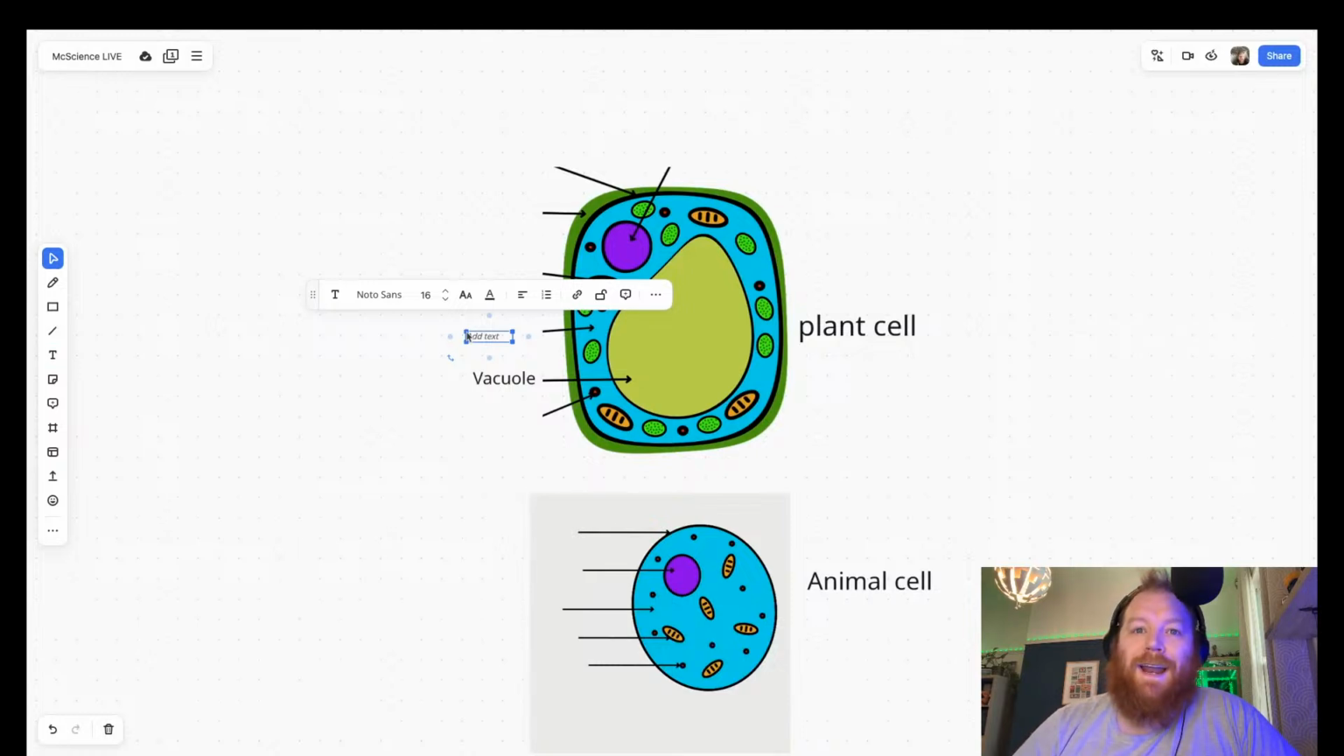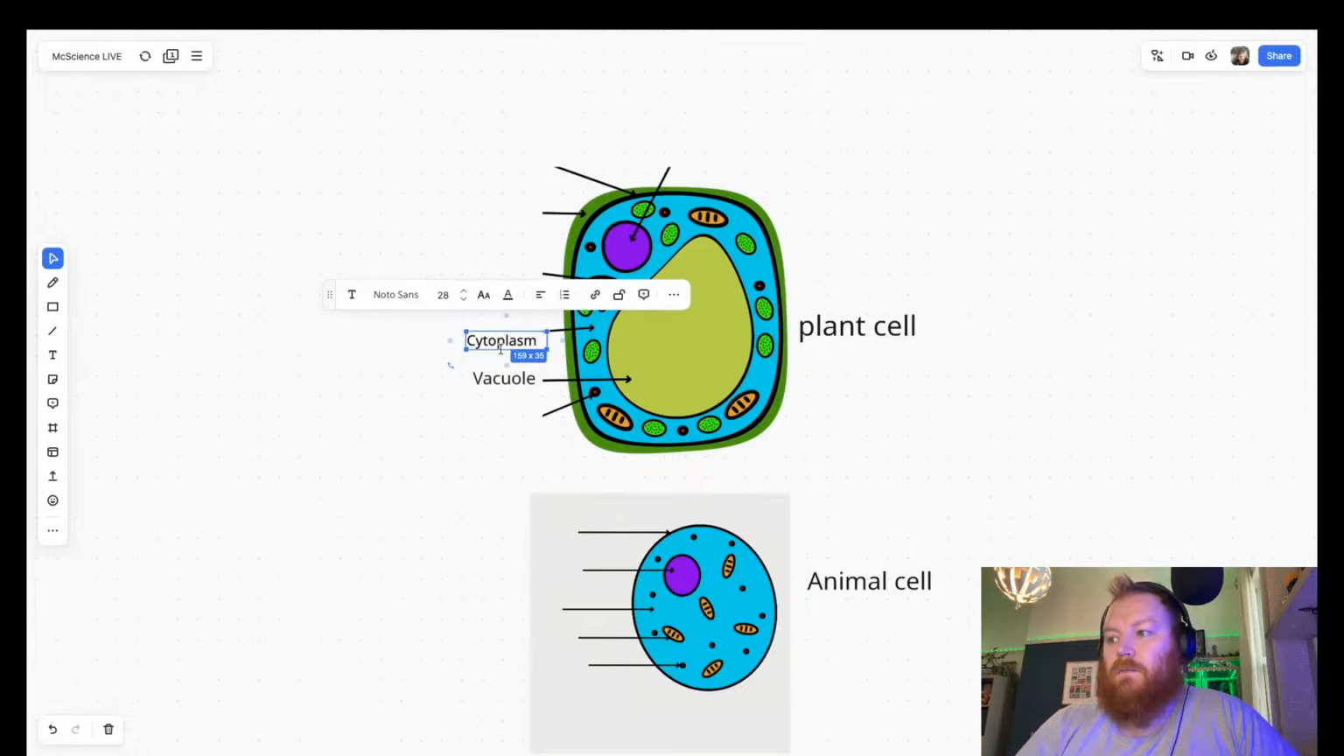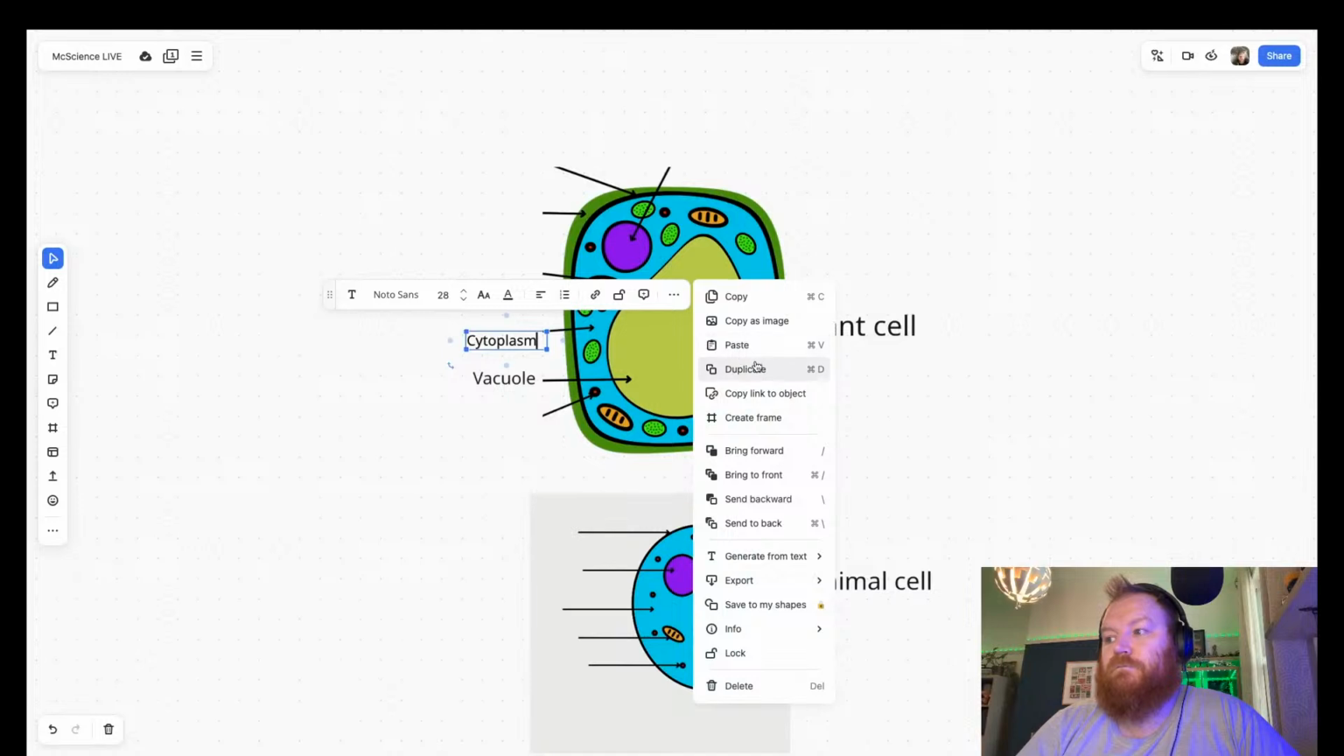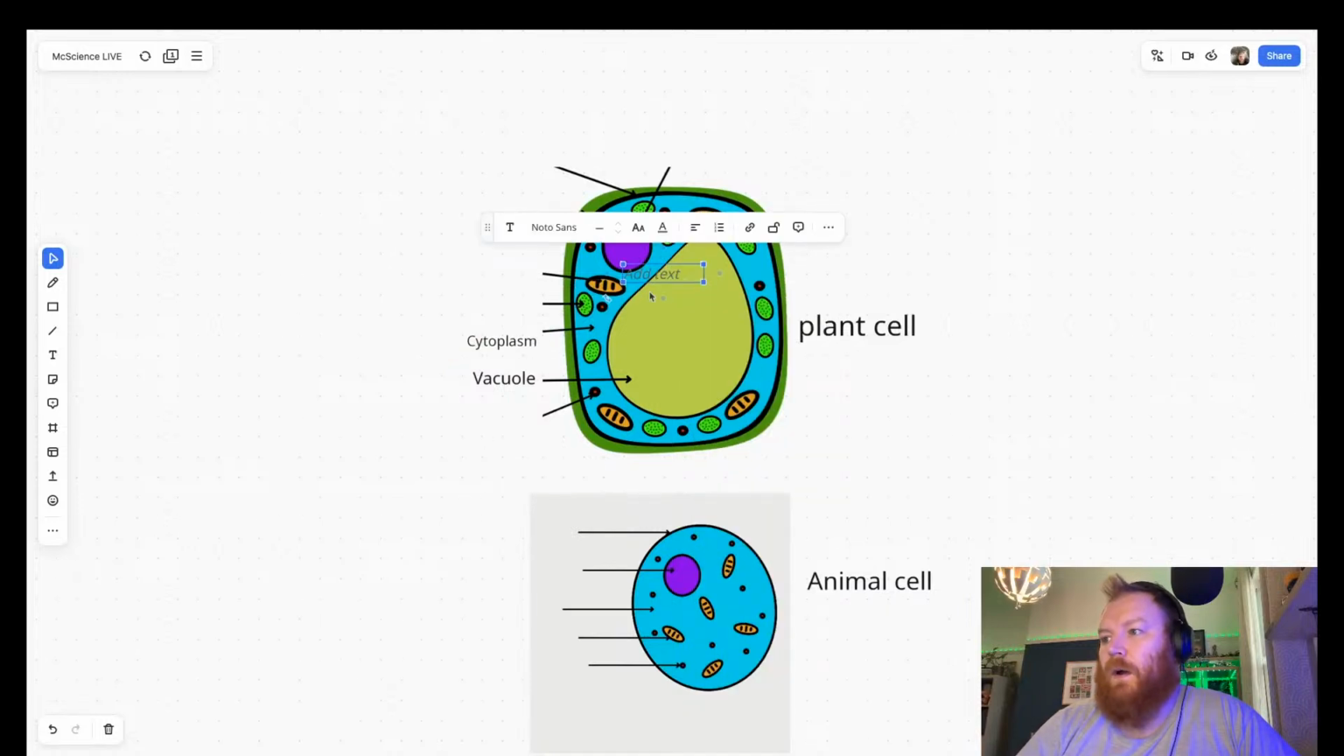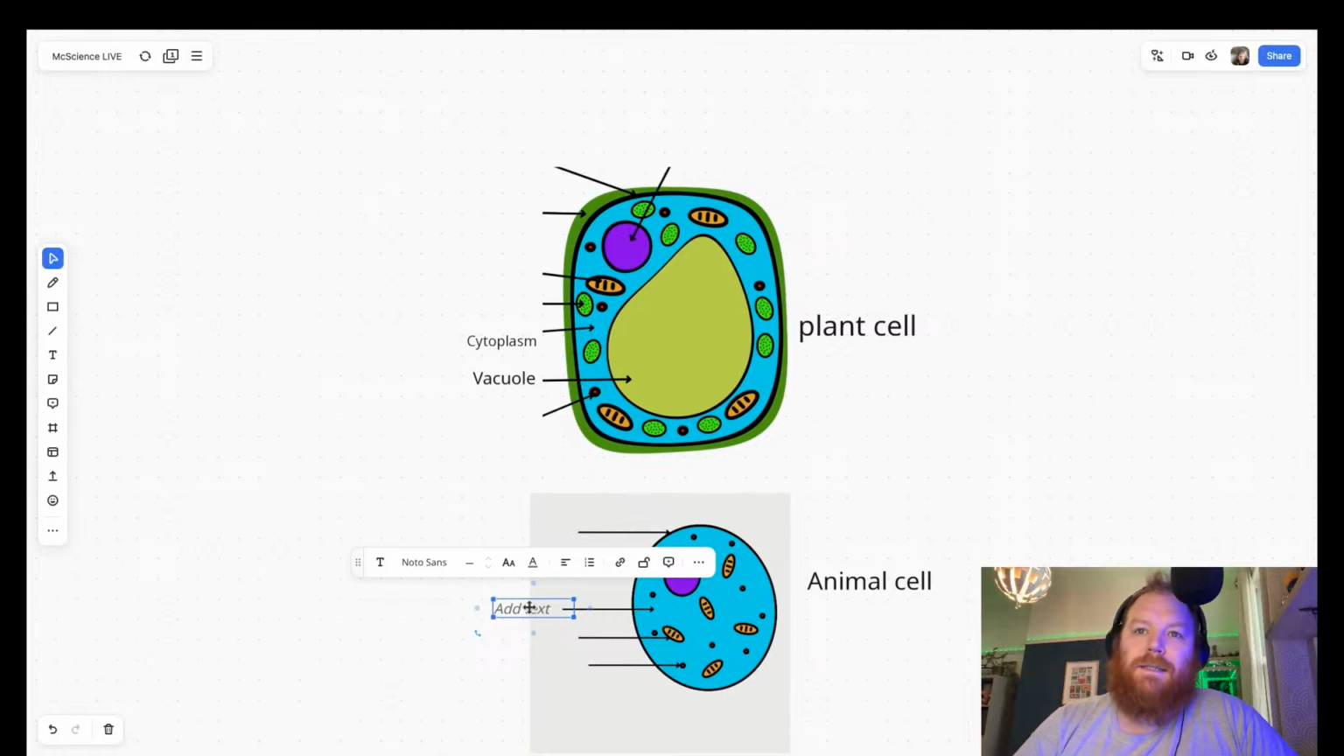So both animal and plant cells have a cytoplasm, and this is where all of our chemical reactions are occurring, which is a very important part. This is where a lot of stuff is suspended, if you will, and found and looked at.